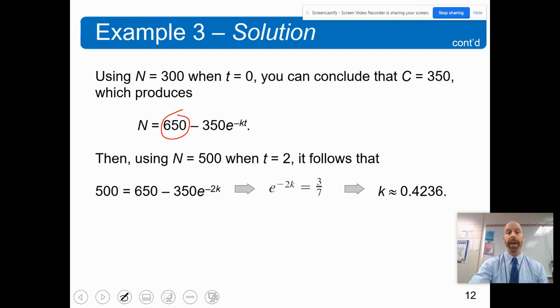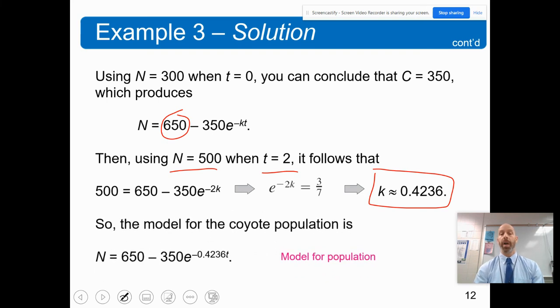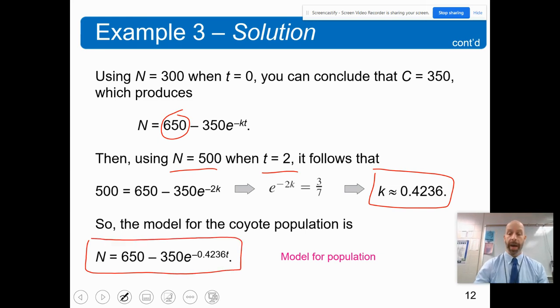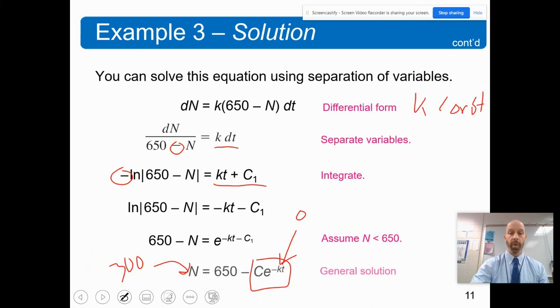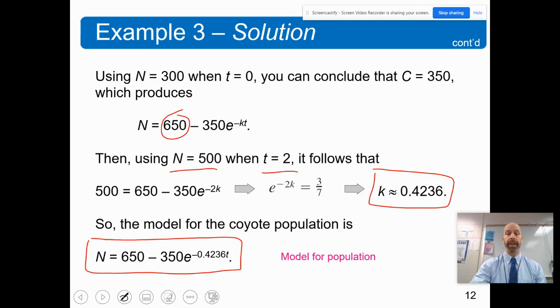We were also told that when t was 2, n was 500. So now we're going to substitute that information into our equation, and we're going to find out that k is approximately 0.4236. So the model for our coyote population is given by this equation here. Let me go back one slide here. This was the general solution. This is, if you will, the particular solution.